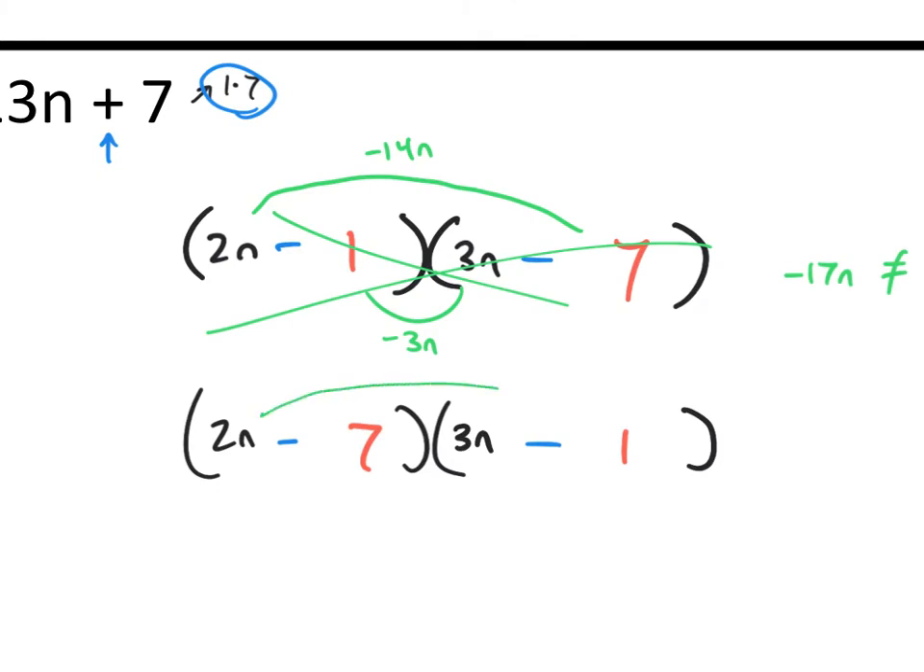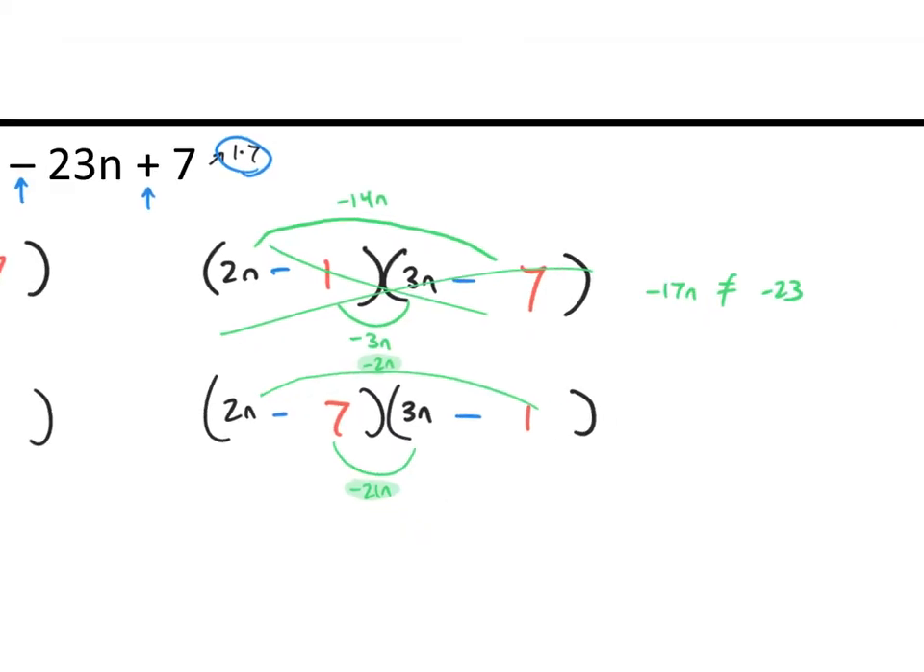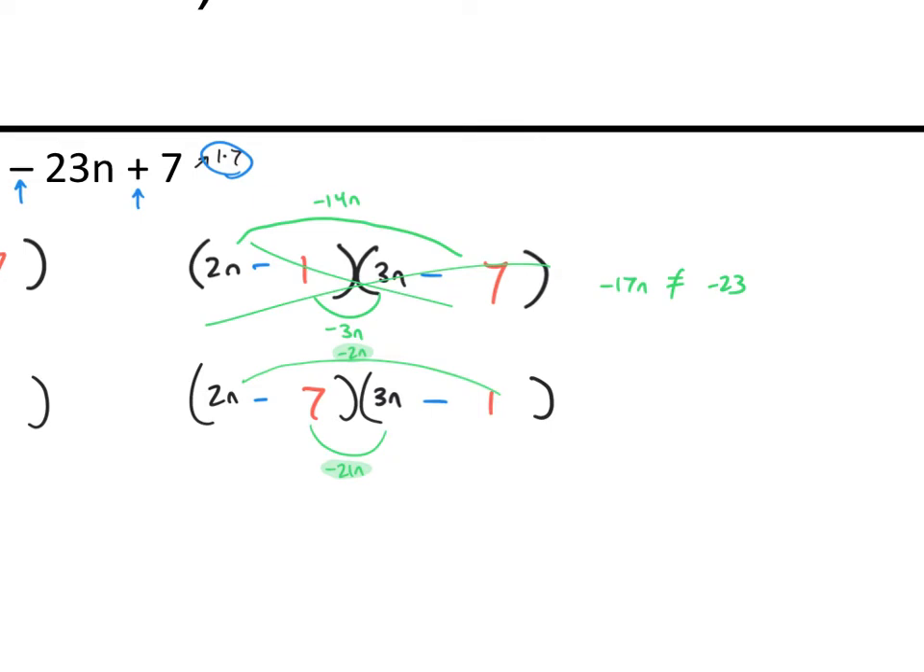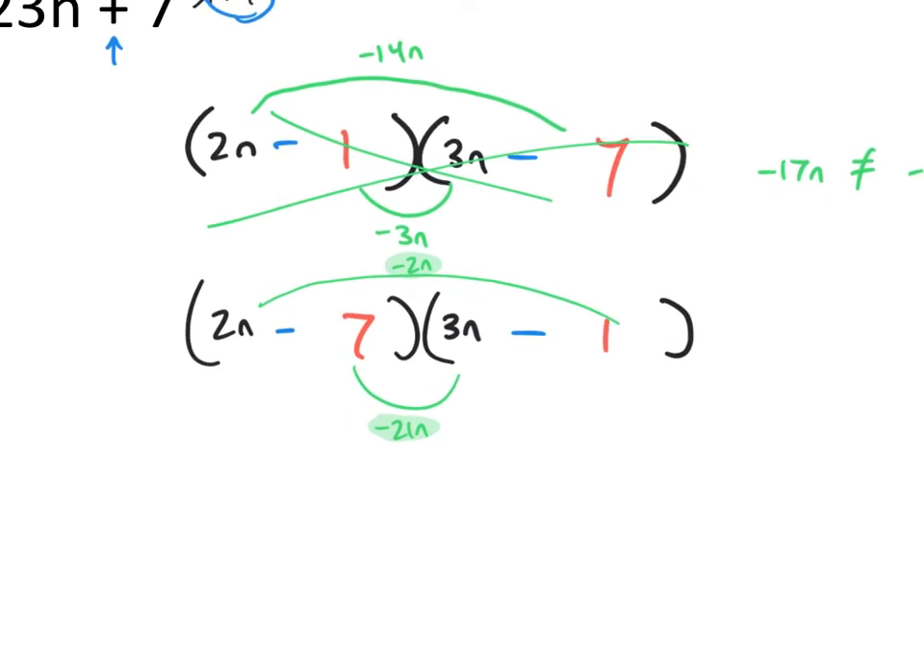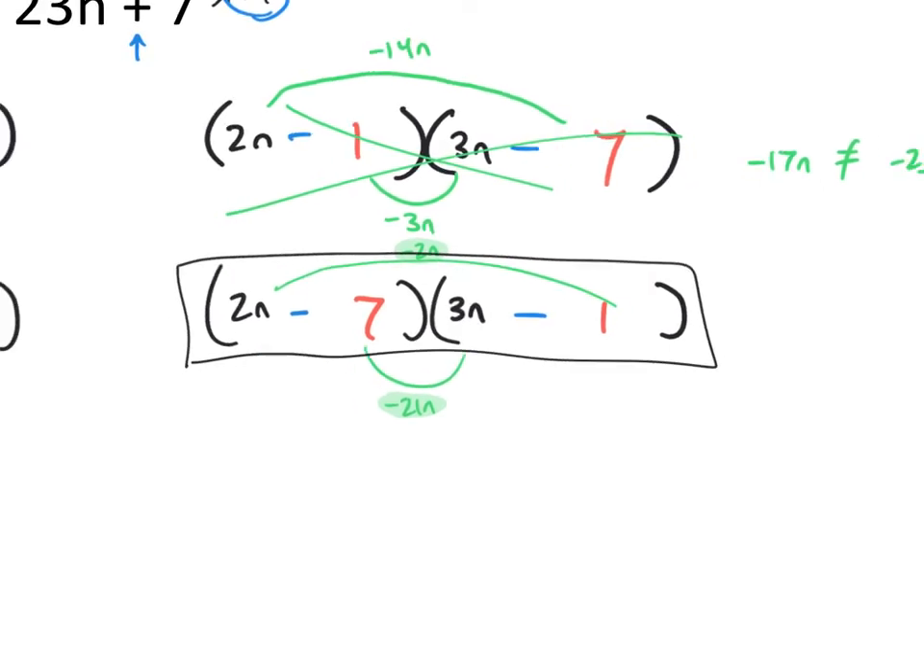Let's check here. Here we'll get a minus 2n. Here we'll get a minus 21n. And these guys, the minus 2n and the minus 21n, do in fact combine together to give us that middle term. And if you've been really confused this whole time on what I'm talking about, let's double check this one with FOIL, and then you'll really see why this particular setup is correct.